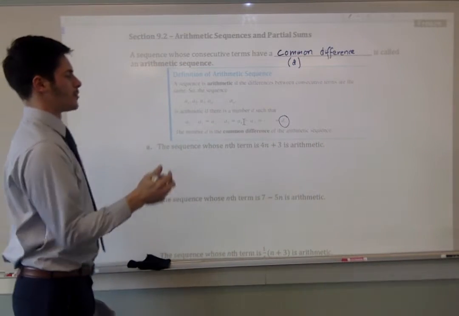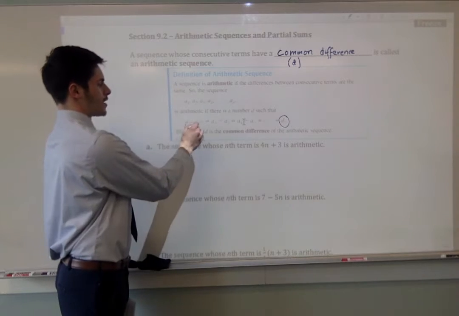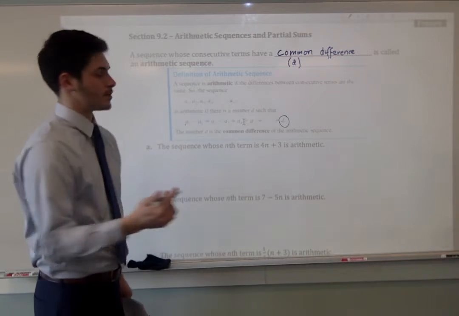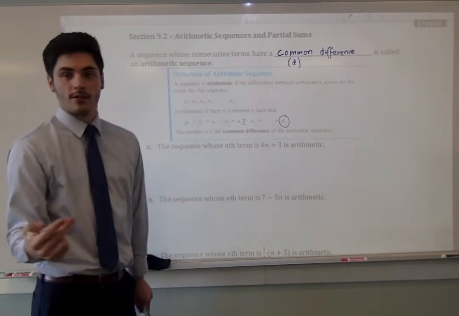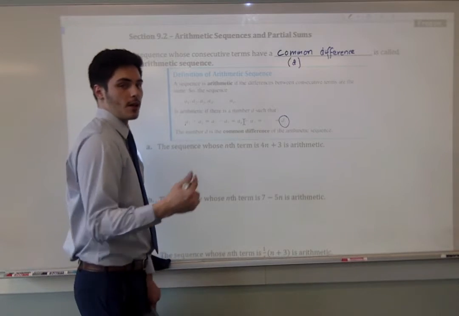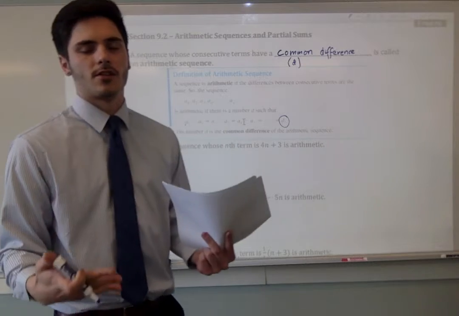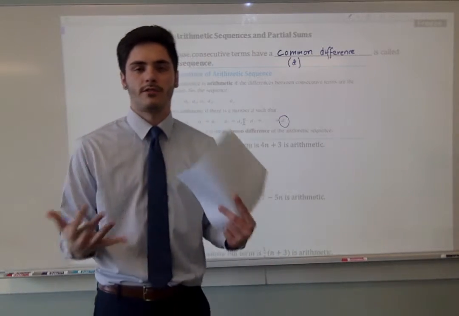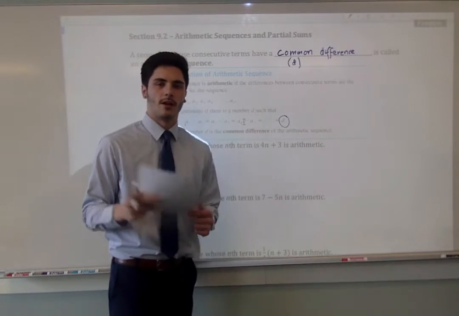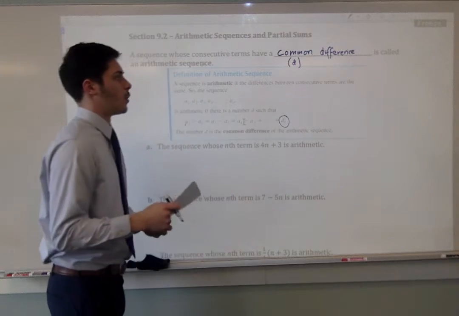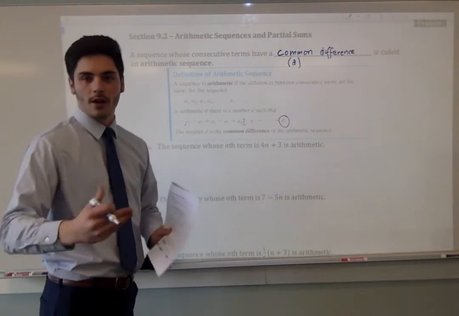And D is going to be represented by A2 minus A1, if that's equal to A3 minus A2, and if that's equal to A4 minus A3, and so on. If we go down that line, and if that difference is the same between consecutive terms, then we know it's going to be an arithmetic sequence with a common difference of whatever that number is.